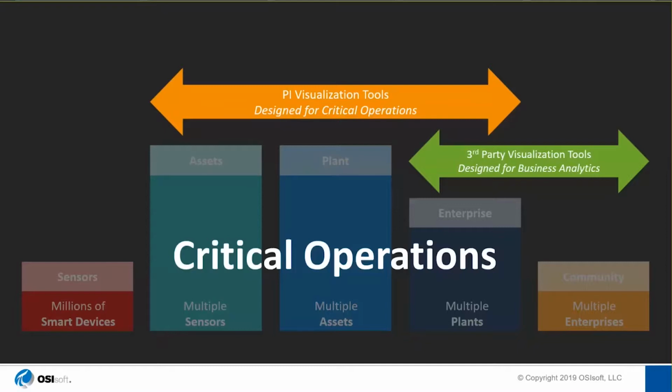But moving over towards that enterprise, bridging to the community of multiple enterprises, there are tools out there that are designed for business analytics. Third-party visualization tools like Power BI, Spotfire, Tableau, QlikView, right? And we have technology called PI Integrator that can integrate and bring your PI System data into these business analytic platforms to perform pattern recognition and more difficult types of calculations and analytics as well. So we can really live in a world where we have multiple visualization tools that span your enterprise but serve different purposes.